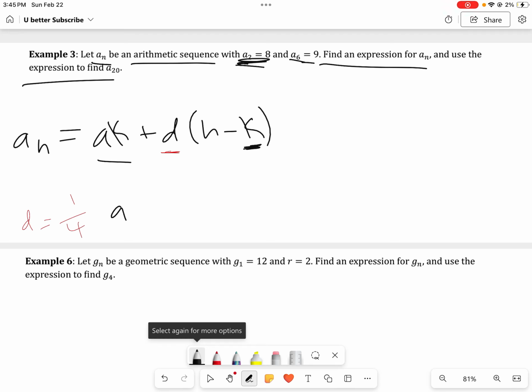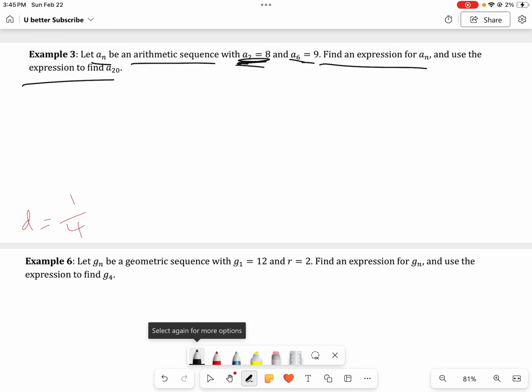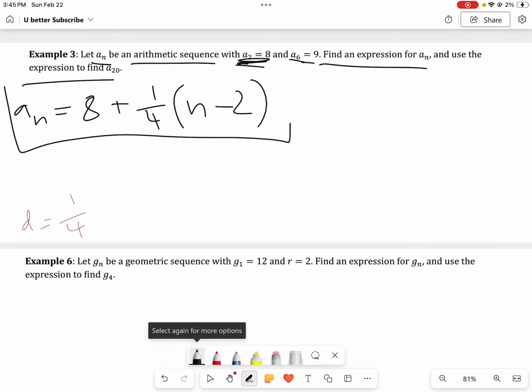Actually, I'm just going to erase it and write it all out. I'm just going to fill in the terms that we have, and that'll be our expression. So A of n is just 8, that's our A of k, plus our common difference, 1/4, times n minus 2, because the second term is k, 8. So that's our expression. We've done half of it. Now we just need the expression to find A of 20. So we just plug in the values.